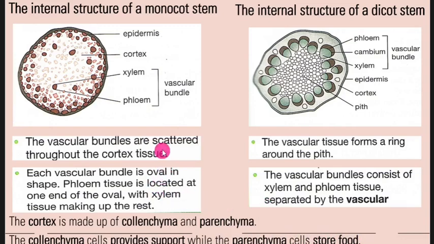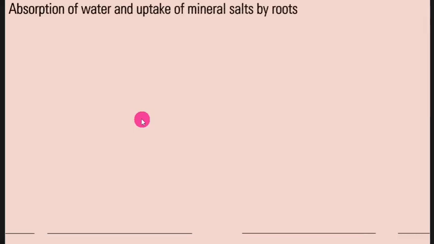Then now let's look at the absorption of water and uptake of mineral salts by roots. So now, how does the root absorb water from the soil? How does it take up the mineral salts from the soil so that it can transport them to the other parts of the root or plant? How does that happen? That's what we are now going to look at: absorption of water and uptake of mineral salts by plants.